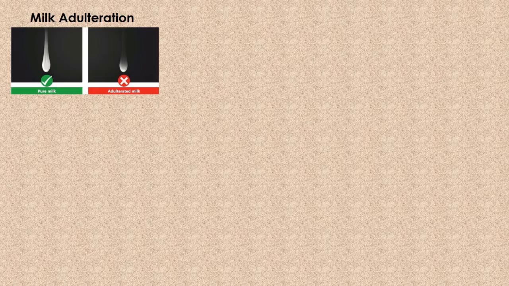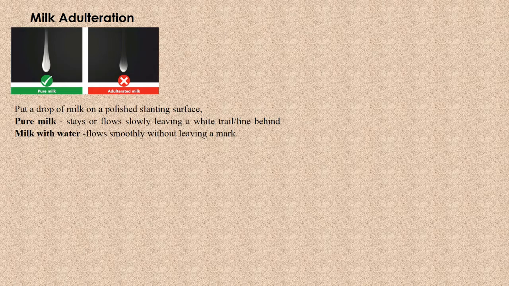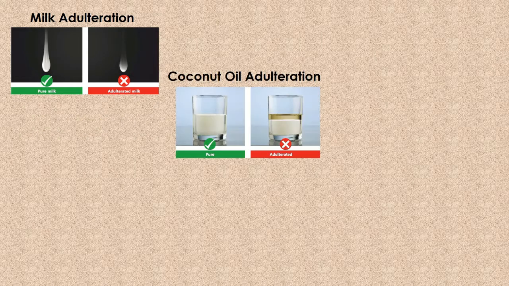And to check it, put a drop of milk on polished slanting surface. Pure milk either stays or flows slowly, leaving a white line behind it, while milk with water flows smoothly without leaving a mark. Adulteration in coconut oil can also be checked.